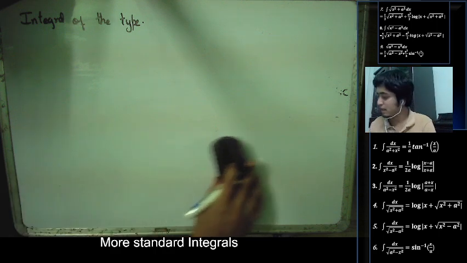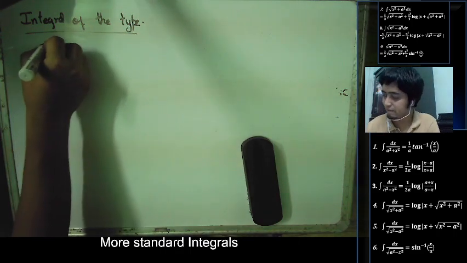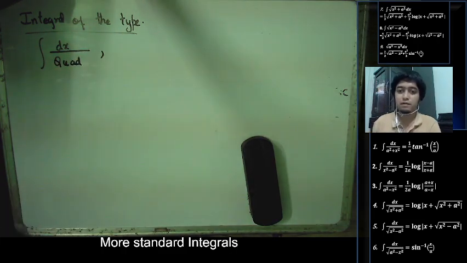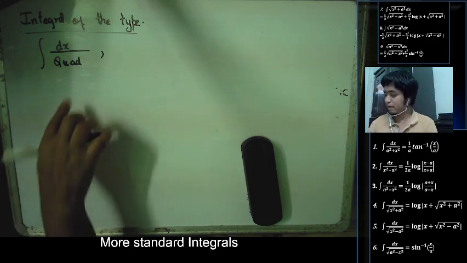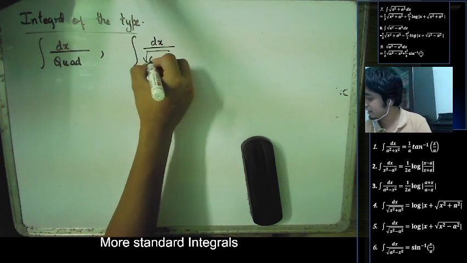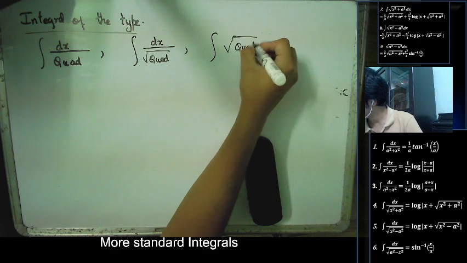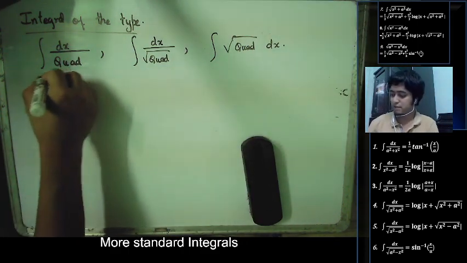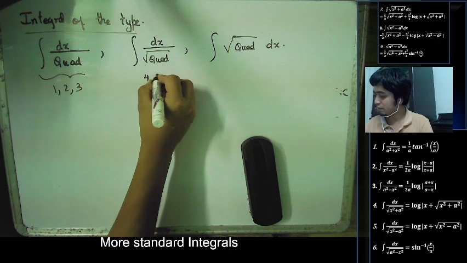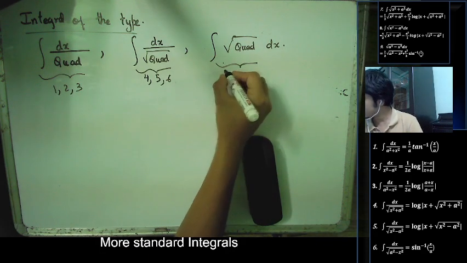That is why today we will be discussing integrals of the type where we are having dx by quadratic, or you can even have dx by root quadratic, and root quadratic dx. If you see this one, it is actually similar to 1, 2 and 3. Dx by root quadratic is similar to formula 4, 5 and 6. We just have to do some modifications, but I will tell you in a moment. And this one is similar to 7, 8 and 9.